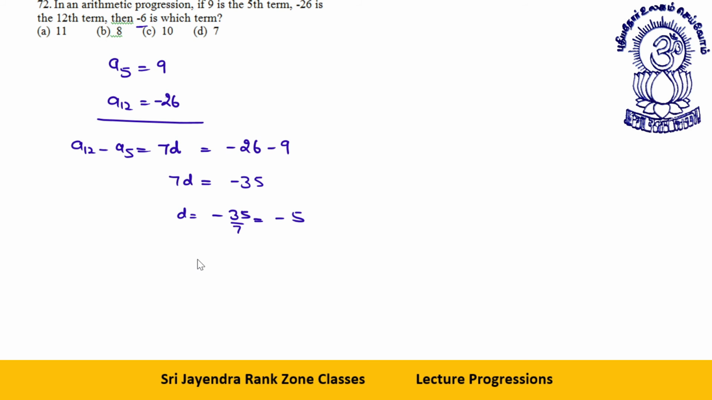Clear? Now we have A12. We need to find minus 6 is which term? So you can do it any way. Suppose I start with A5. A5 is equal to 9. I write A5 over here. If I add D, that is minus 5, what do I reach? I will reach 9 minus 5, which is 4. This will become A6.